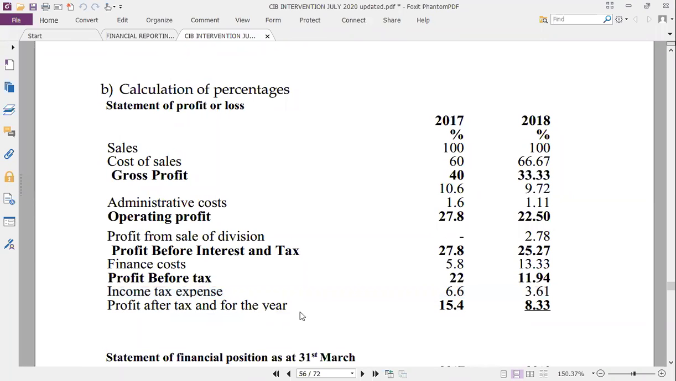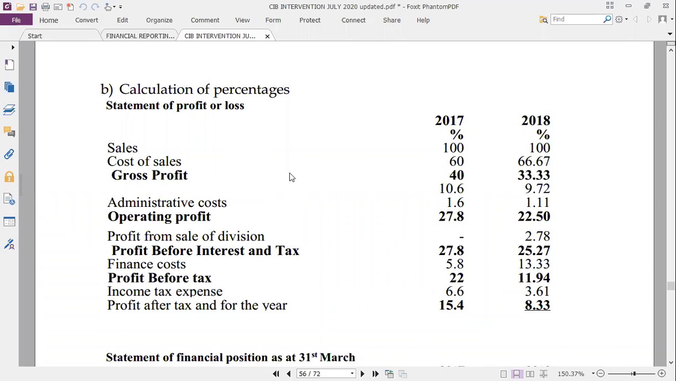We are done. We make an overall conclusion. Overall, the performance of Akwesi Papa Limited suggests that there has been a deterioration in profitability. So the overall performance of Akwesi Papa suggests that there has been what? A deterioration in profitability. That is all.